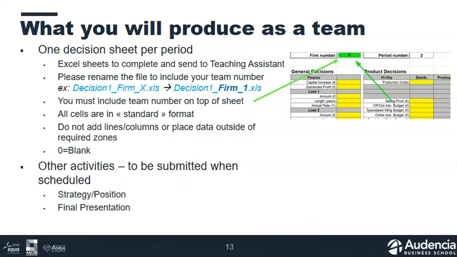What you'll produce as a team, obviously, is the decision sheets. So you have a series of decision sheets. Each sheet must be completed and sent to the teaching assistant or your professor. I ask that you rename the file to make sure that you include the number of your firm on the name of the file, and also make sure you include the number of your firm on the inside of the decision sheet as well. Please do not add rows or columns to this decision sheet. Make sure that you don't change the format of the cells. And also, if you want to put a 0, you may in the different cells, but you may also leave it blank, and that corresponds to a 0 value as well.